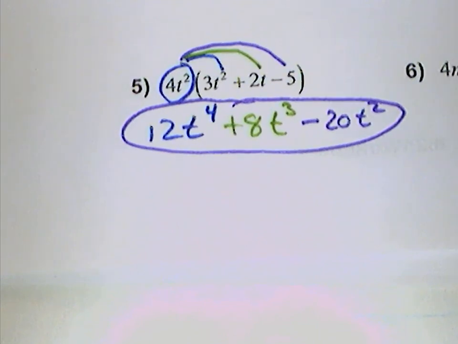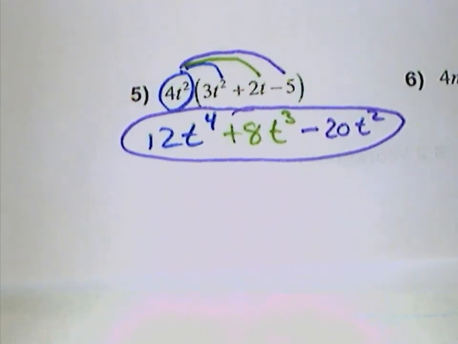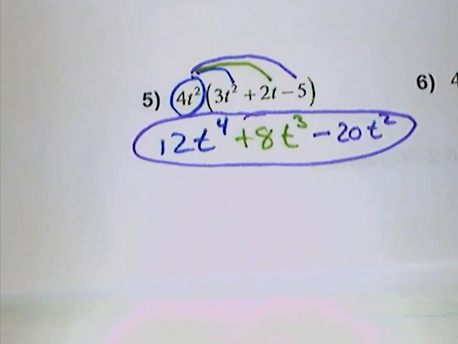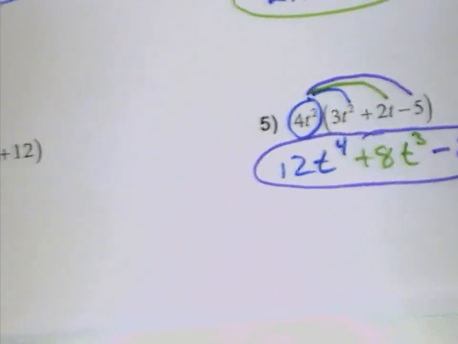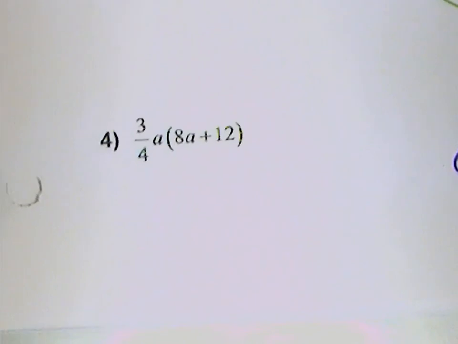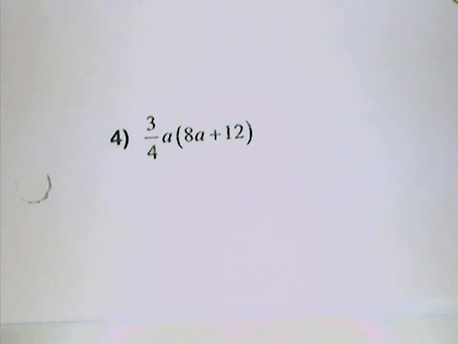All right, so raise your hand if you got that right. Raise your hand. Yes. All right, so most of you guys got it. If you didn't get it right, do you see your mistake? Okay, make sure we're adding those exponents and then the coefficients we're multiplying. All right, so here we go.